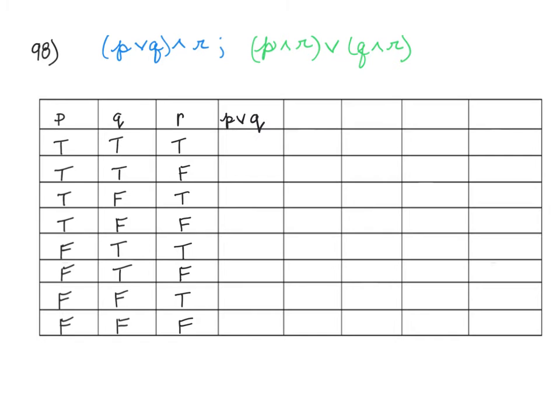The next column can be the whole first statement put together. And I'm going to go ahead and do that in blue. So I'm going to have P or Q and R. Okay.